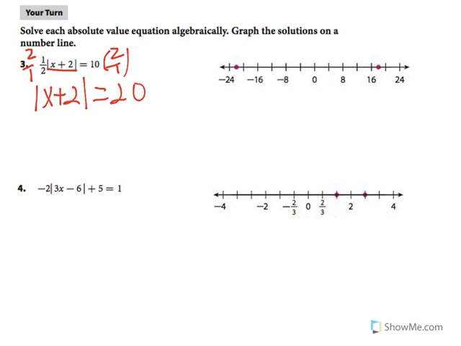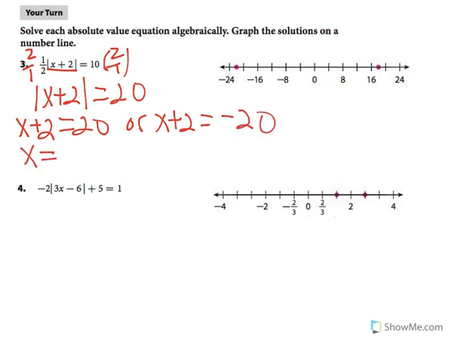So once we have the absolute value by itself, then we can say x plus 2 equal to 20, or x plus 2 equal to negative 20. And then from there, we can solve for x. So x equal to 18, or x equal to negative 22. And then we can see that on our number line, right? Okay, so let's go on to number 4.